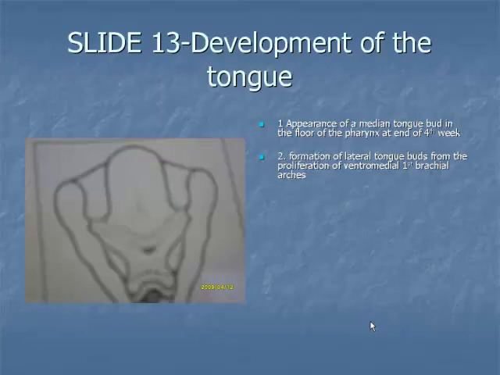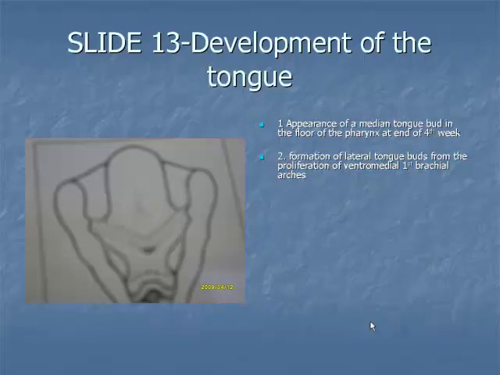Slide 13, development of the tongue. Item 1. The tongue is derived from the first through fourth branchial arches. At the end of the fourth week, a median swelling, also termed median tongue bud, appears in the floor of the primitive pharynx, just rostral to the foramen cecum.